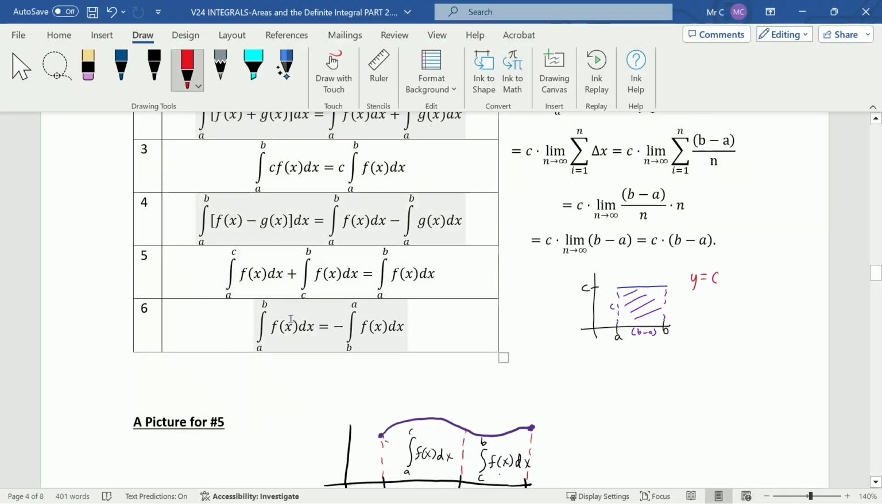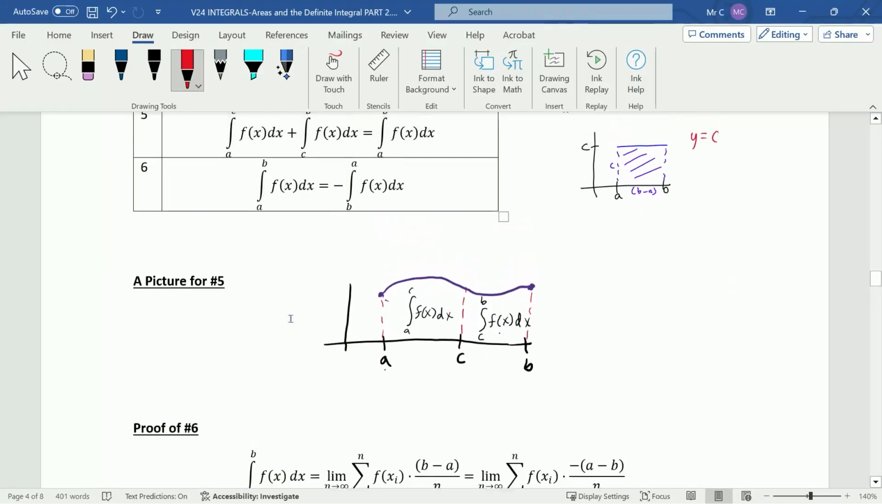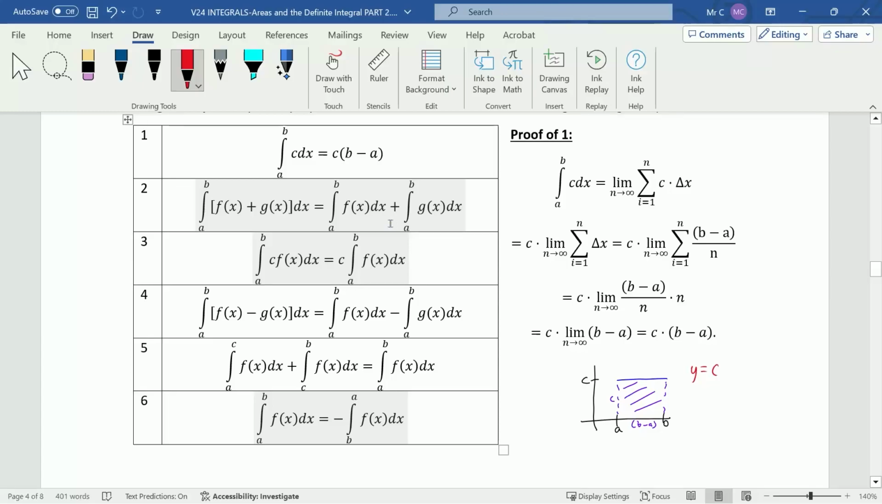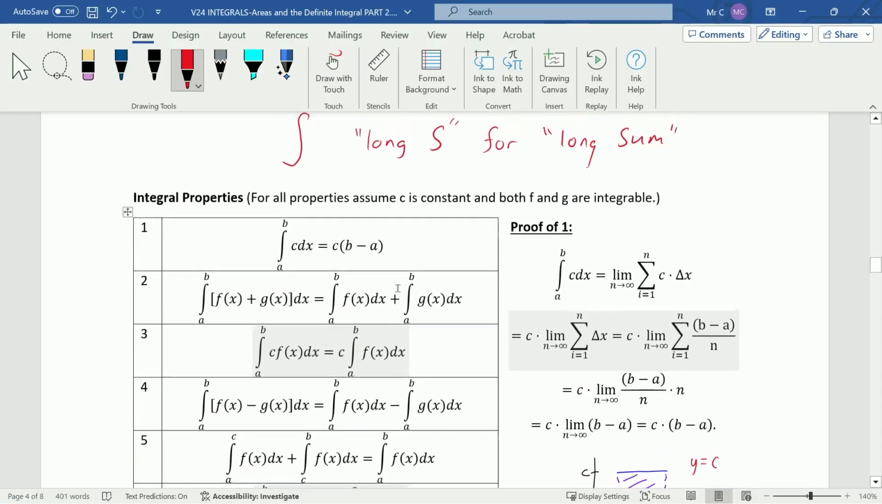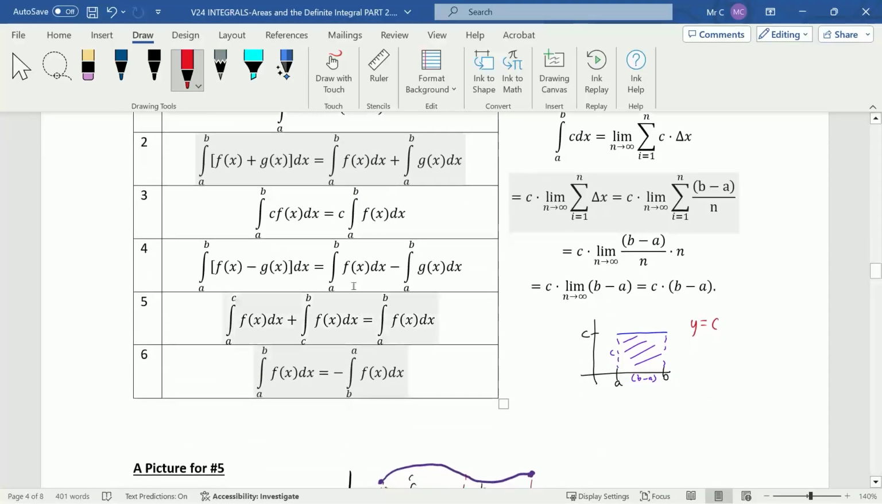It's a long sum. I didn't write out an explicit proof of it, but it's kind of obvious, because what does this symbol mean? It means long sum, and we can split up sums on sums, so you can split up integrals on sums. Same thing.